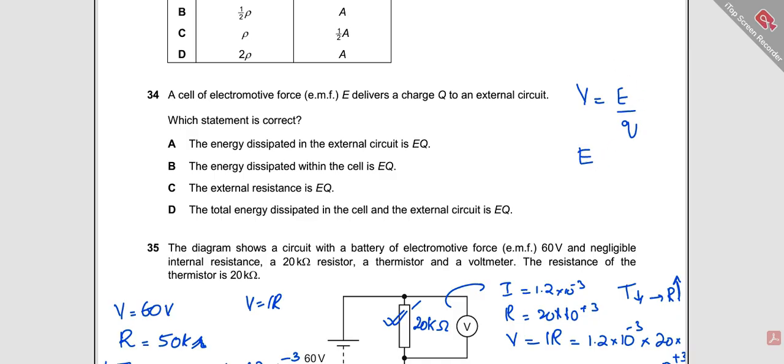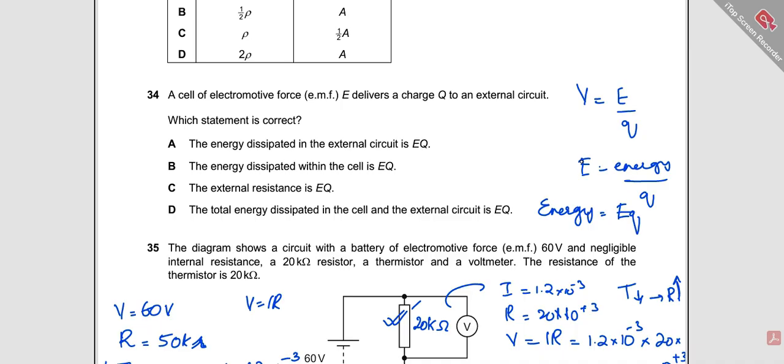Okay, so let's just change the symbols on the basis of whatever they have provided us with. Here they said they are going to represent this voltage, this EMF, with E, and energy over this charge. So we can say that the energy is the product of E and Q, where this E is not energy, it is EMF, right? So the energy dissipated in the external circuit is EQ.